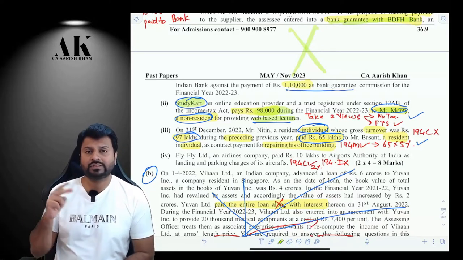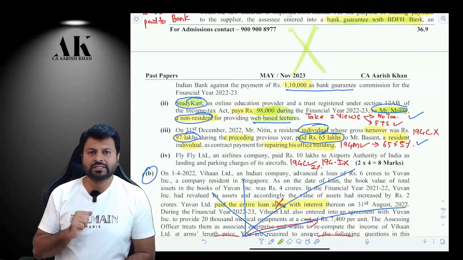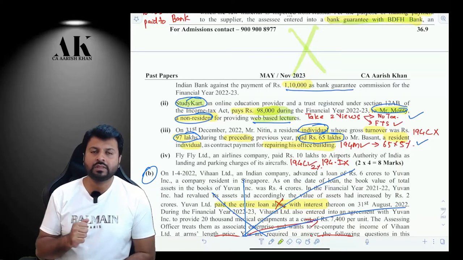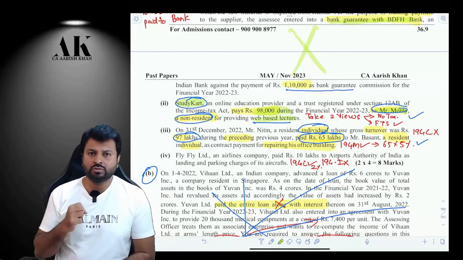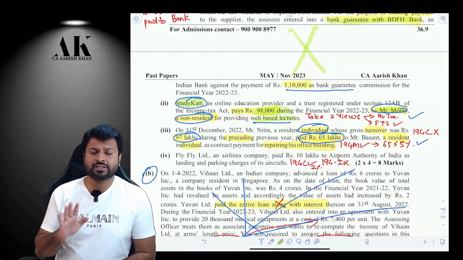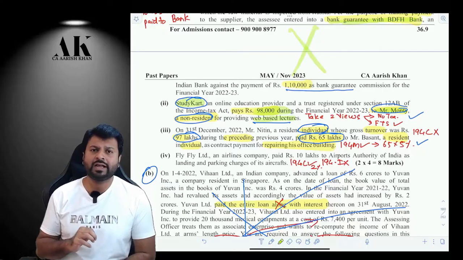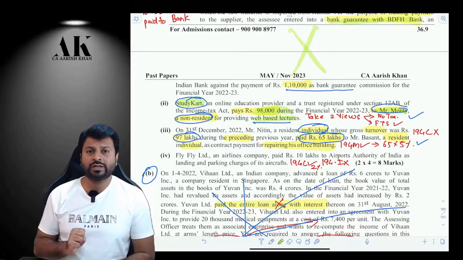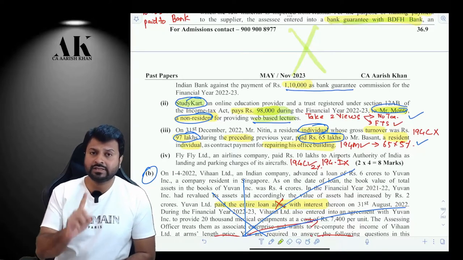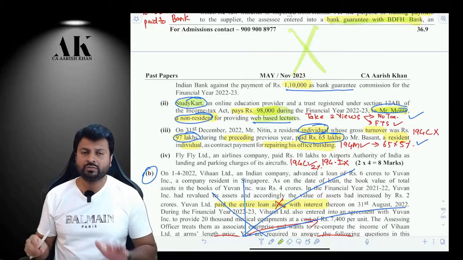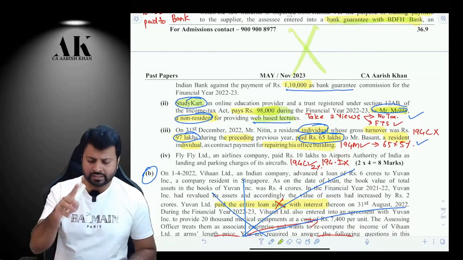Now, the second view which is taken by ICAI. Suppose the web-based lecture which is provided by the non-resident is in the form of FTS, fees for technical service. For fees for technical service to accrue, there is no need to have any business connection or place of business or permanent establishment in India. It is accrued just because it is utilized in India. So in that case, it is accrued. And if it is accrued, you are supposed to deduct TDS under section 195. You can write both the views. You can write either of the views, whatever you want to.